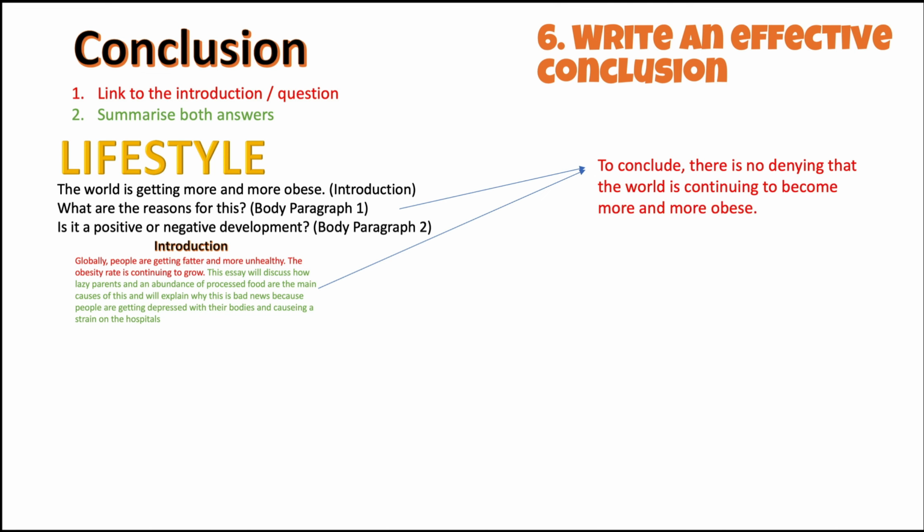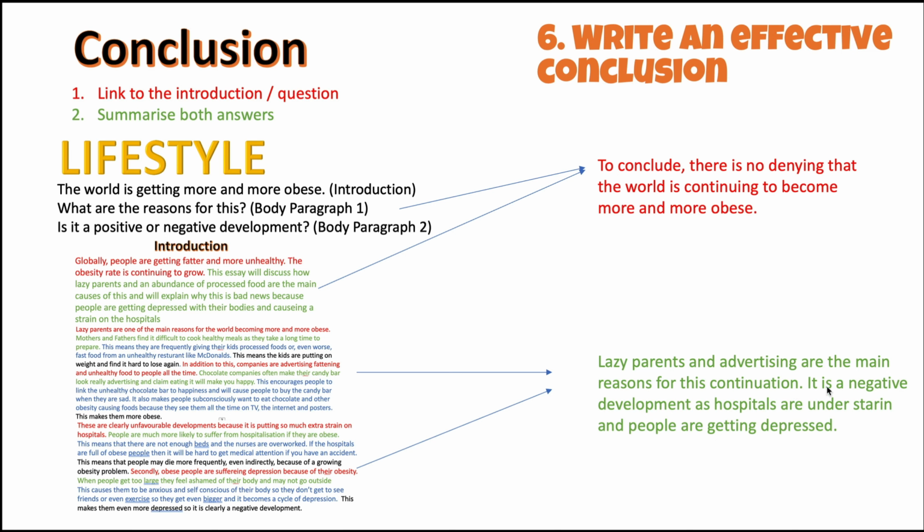And then we look at our body paragraphs and we can see lazy parents and advertising are the main reasons for this continuation. It is a negative development that hospitals are under strain and people are getting depressed. I got these from the topic sentences that we had and I've just shortened them and summarised it. Add that to the end and you have your entire IELTS essay. In the last 5 minutes, you need to check through your work, look for any mistakes, and then you've finished. Congratulations in getting an IELTS level 7.